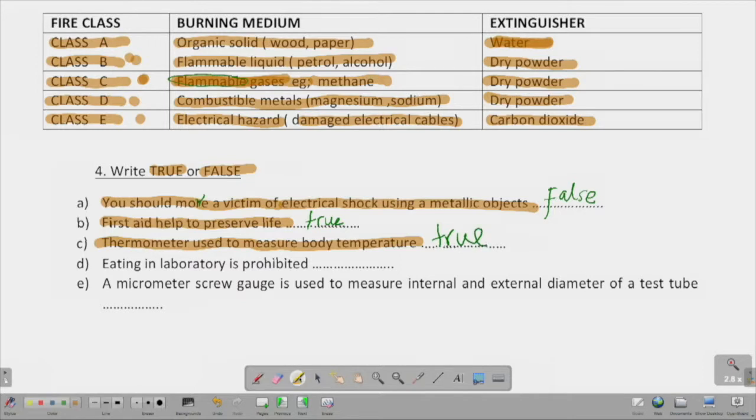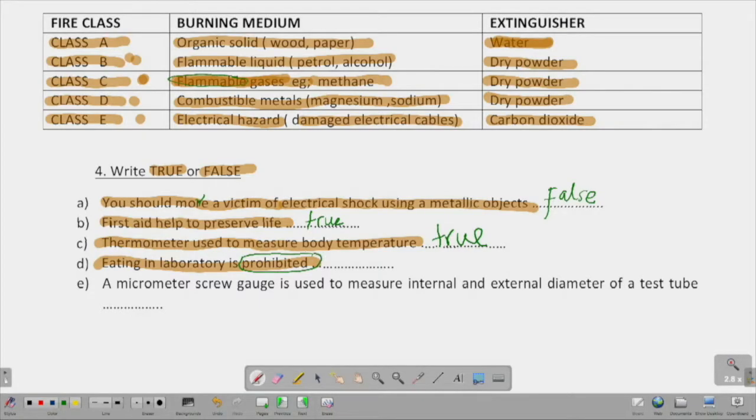Let's look at D. D says eating in laboratory is prohibited. Is eating in the laboratory prohibited or allowed? As we said, the word prohibited here means it is not allowed. So when you hear something is prohibited, it means that thing is not allowed. So is eating in the laboratory allowed? No. So it is prohibited. So this statement, eating in the laboratory is prohibited, is actually true. So we are going to write here true.